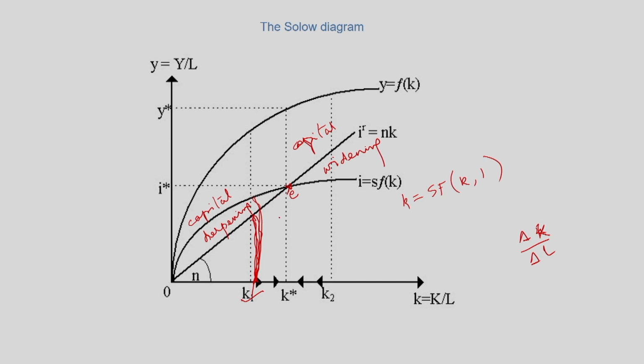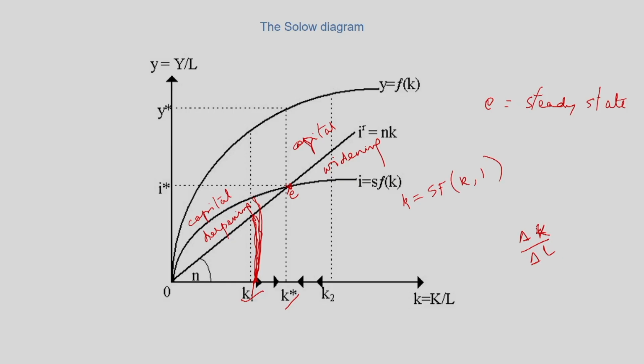K will continue to increase over time, and this capital deepening will continue until K is equal to K star, at which these two curves are equal to each other, so that ΔK is equal to 0. At this point the amount of capital per worker remains constant, and we call this point E the steady state. So this is the steady state point in the Solow economy.